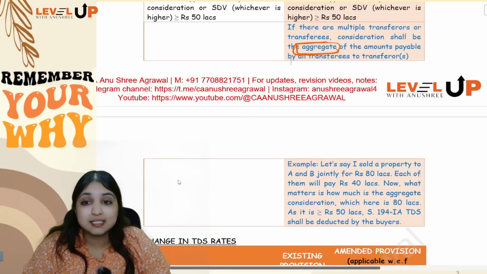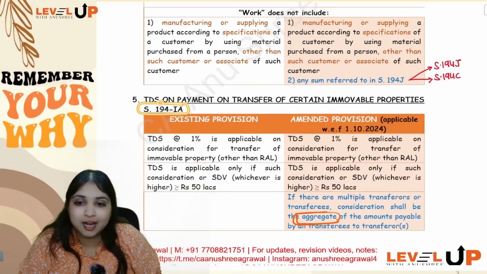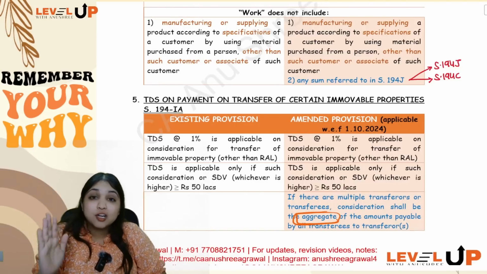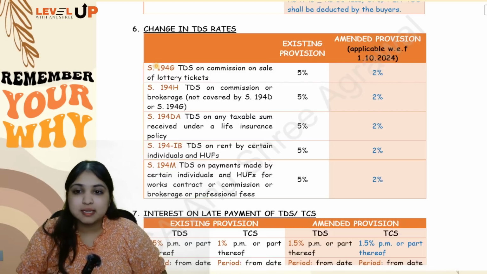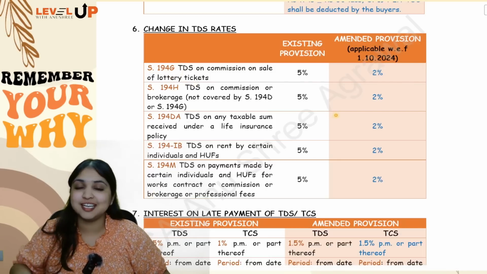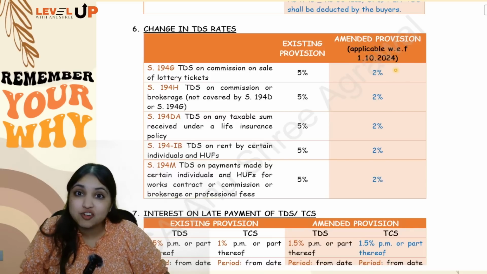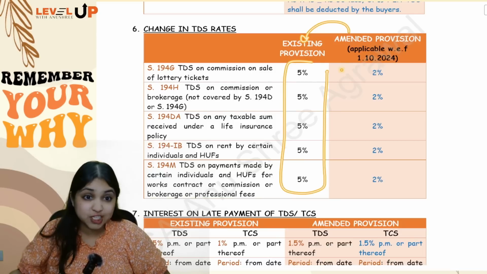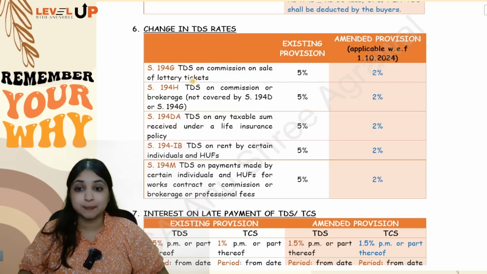You can read it later. Alright, so this is it with our entire discussion relating to section 194IA. Point is, we are supposed to look at the aggregate consideration and not the consideration per buyer or per seller. Apart from this, there is a change in TDS rates in 5 sections. Of course, this change is also applicable 1st October 2024 onwards. So you will have to see when did the transaction happen. If the transaction happened before 1st October 24, the old rates will apply. If the transaction happened 1st October 24 onwards, the new rates will apply.